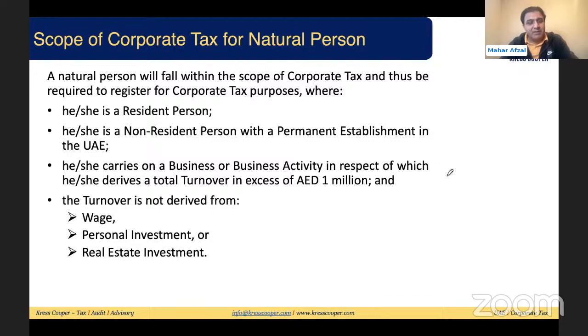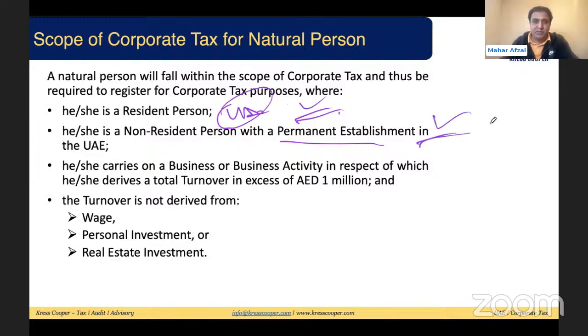So I'm summarizing the discussion. A, the resident person: yes, we have already discussed. A with a business in the UAE, or living in the UAE, or living outside the UAE with business here and no double tax treaty, will be a resident. Or there is a possibility of a non-resident person with a PE in the UAE. We clarified that this applies to a business or business activity in respect of which the revenue is more than 1 million.